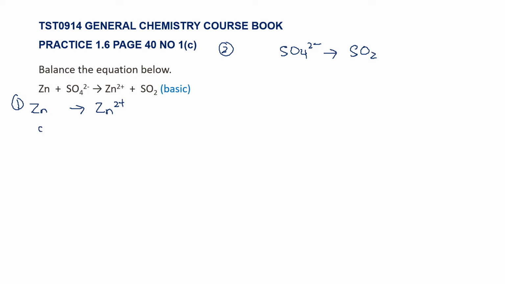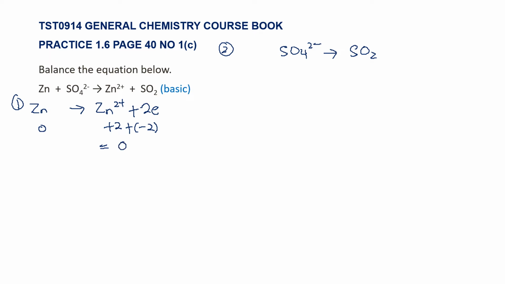Now the charge. On the left side we have 0, on the right side we have 2. How to balance the charge? We deal with electrons, whether we add electrons on the left side or on the right side. The tip is to change the bigger number to the smaller number. Let's say on the right side of equation 1, we add 2 electrons. It means we add negative 2, since 1 electron equals negative 1. So 2 minus 2 is 0, and now the charge is balanced for equation 1.